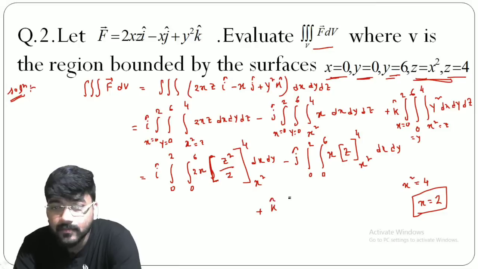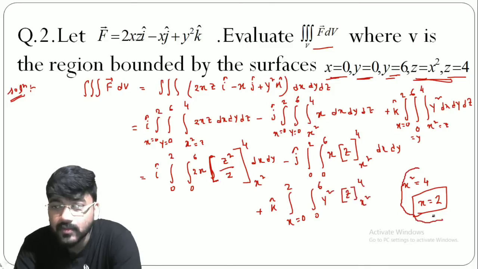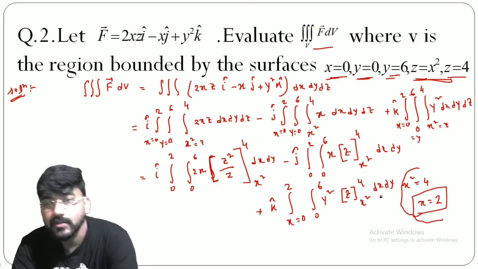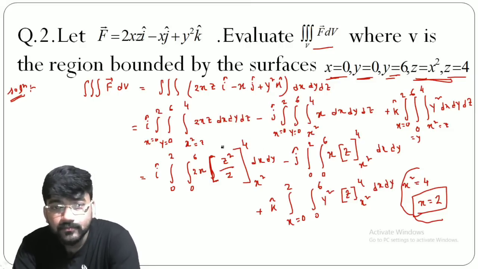Plus you have to do it for k cap. For k cap, x is from 0 to 2, y is from 0 to 6, and then dz. So y square is as it is, the integration of dz is z again, with the limit x square to 4, and dx dy. Now instead of z you have to put x square and 4, upper limit minus lower limit, and this integration will convert into a function of x.